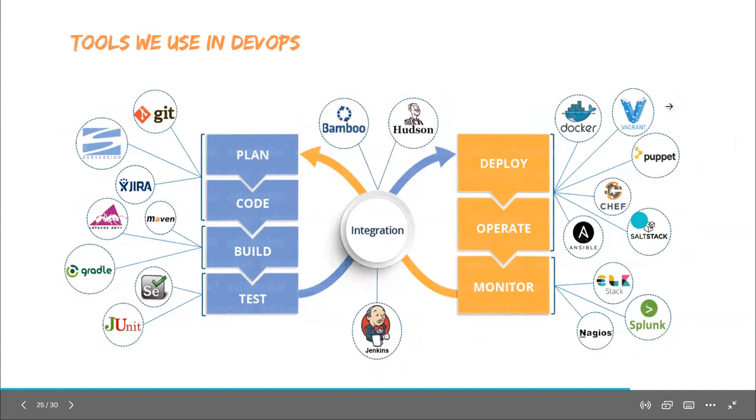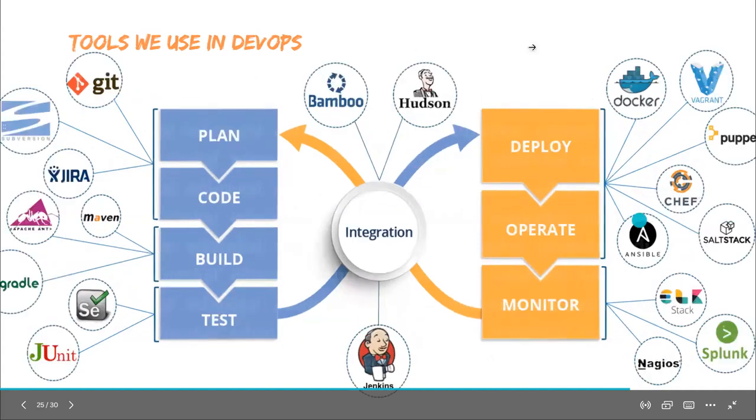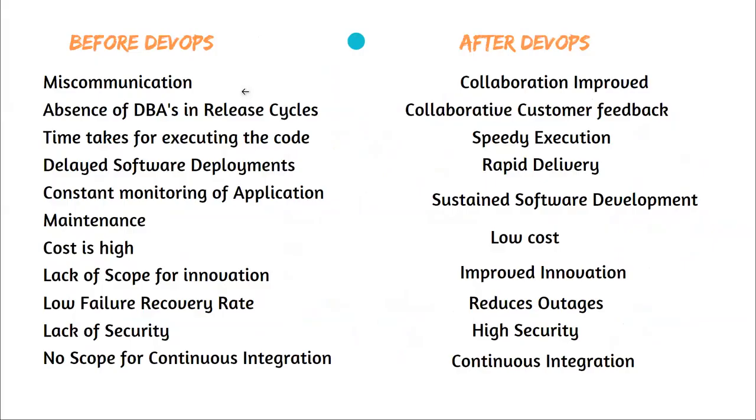So let's talk about before DevOps and after DevOps. Before DevOps, there will be a lot of miscommunication. But after DevOps, these both teams started working together. Now there is no scope of miscommunication. If two teams are working together, is there any chance of having miscommunication there? No.